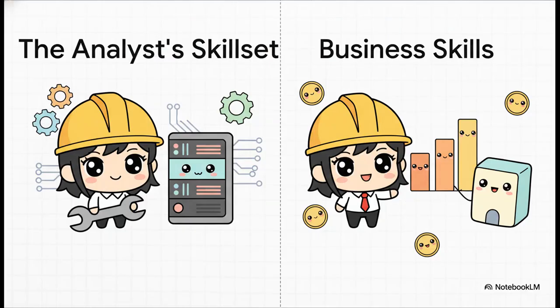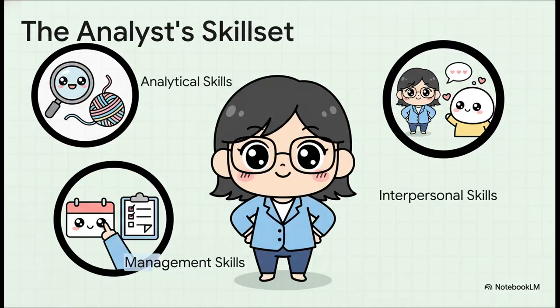And to be that effective bridge, an analyst needs a pretty diverse toolbox. So on one side, they need strong technical skills to know it's even possible. But on the other side, they have to have sharp business skills. Because let's be real, you can't build the right solution if you don't truly get the problem you're trying to solve in the first place. And it doesn't stop there. An analyst needs amazing analytical skills to break down complex problems, great interpersonal skills to talk to everybody from the CEO down to the end user, and solid management skills to keep the whole project from going off the rails. It's this really cool blend of logic, communication, and leadership.